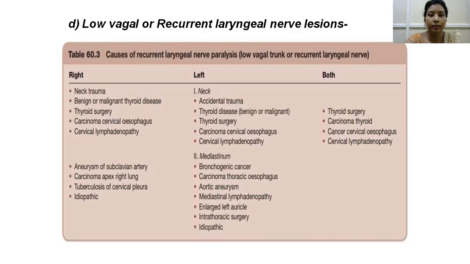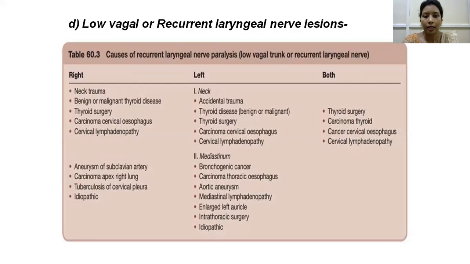On the right side, remember that the right vagus nerve is shorter. There could be conditions such as neck trauma, benign and malignant thyroid lesions, iatrogenic injury during thyroid surgery, carcinoma of the cervical part of the esophagus, cervical lymphadenopathy. So in these cases, it could either be direct injury of the nerve or pressure caused on the nerve. Then conditions such as aneurysm of the subclavian artery, carcinoma of the apex of the right lung, tuberculosis of the cervical pleura, and sometimes even idiopathic.